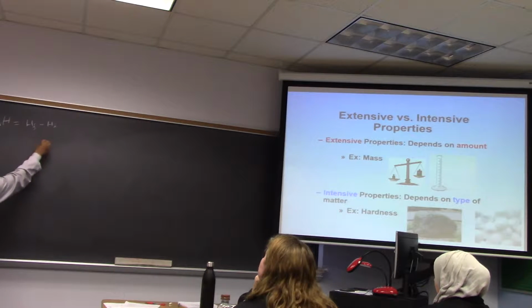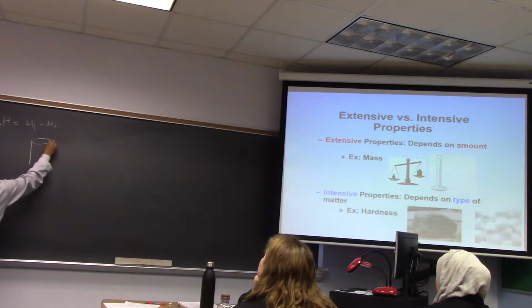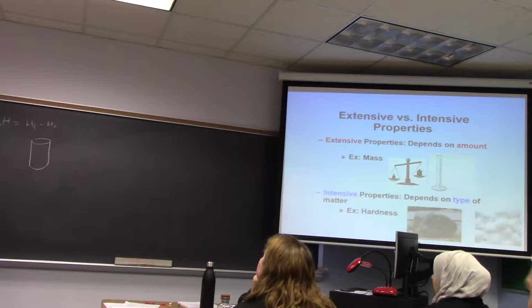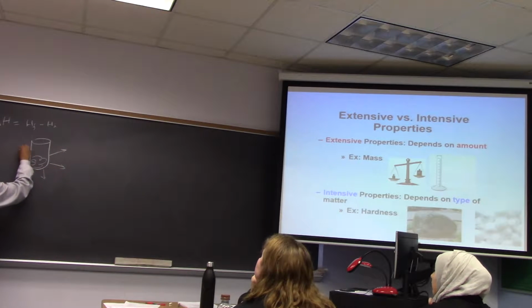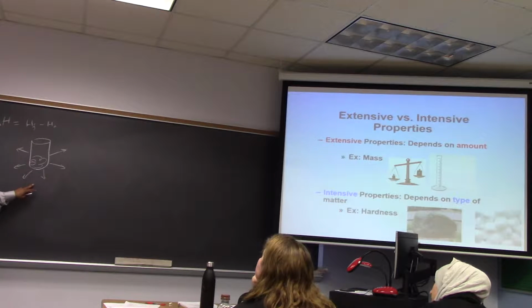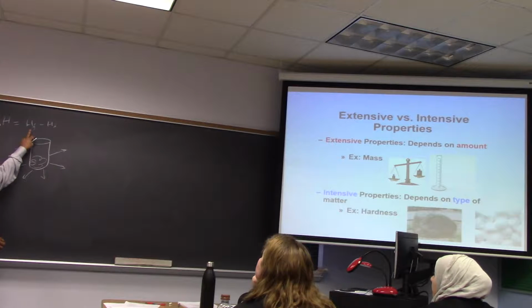If you have a system, a reaction test tube, you're heating it up, or you're performing a chemical reaction in here, and then it is producing heat. It's releasing heat, right? So delta H would be negative or positive. Let's say it's going to be negative.